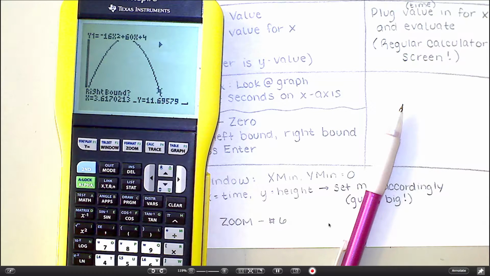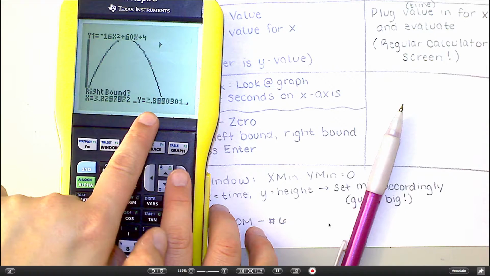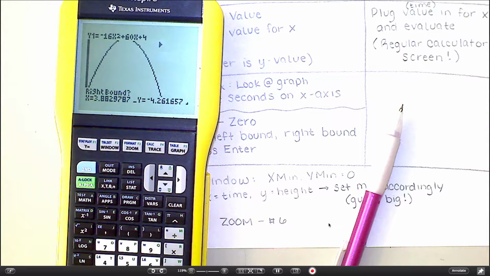When I go below the x-axis, what happens to my y values? What kind of y values are below the x-axis? Negatives. So I want to make sure when I'm moving, I'm watching these y values, and as soon as I drop negative, I know I've gone past the point that I want. So I hit enter, and enter one more time.